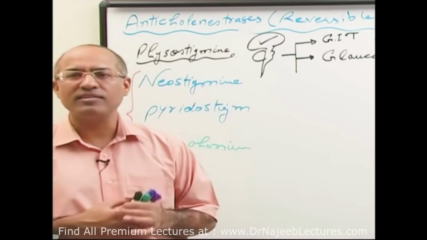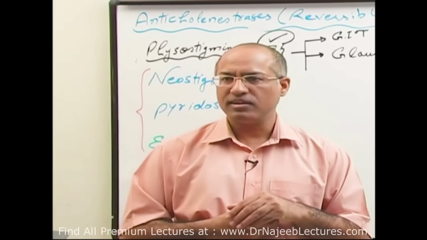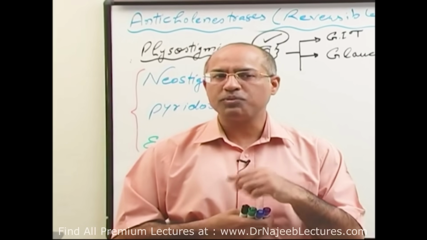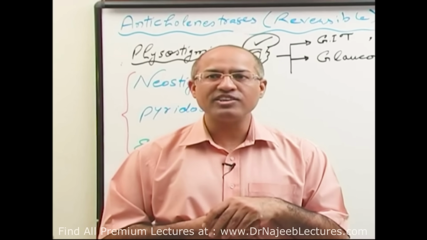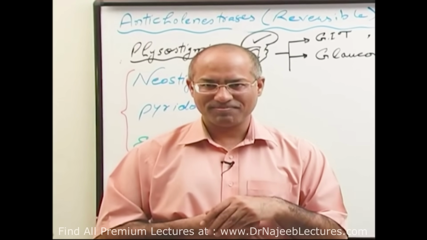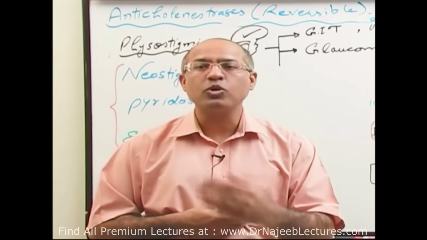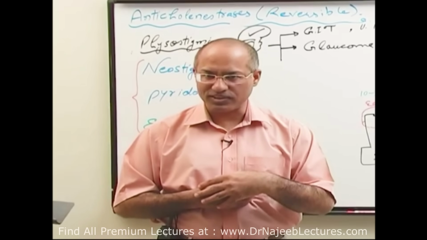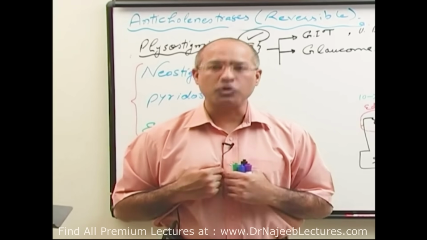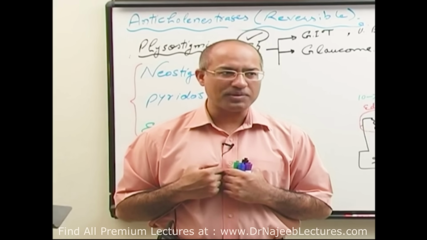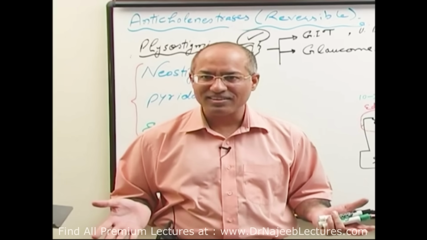Then another use of physostigmine is in those patients where due to some compound cholinergic activity is reduced. For example, there are some drugs which have anticholinergic activity. For example, if you have given me toxic dose of atropine, then what will happen? That my muscarinic receptors are pathologically blocked.